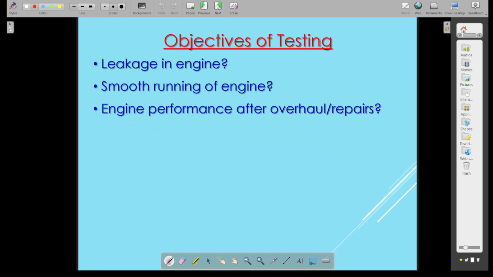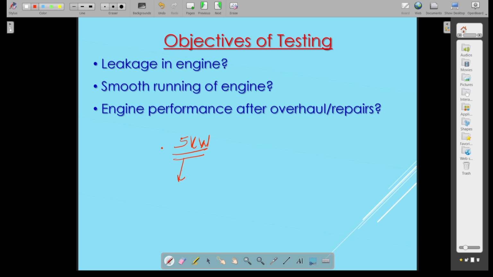Yes, sir. Okay, so the objectives of testing an IC engine: say my engine is delivering 5 kilowatts. How, as a purchaser, will I know that this engine is of 5 kilowatts? That has to be tested. So testing has to be done to satisfy the customer. Testing also has to be done because we are going for R&D, research and development.